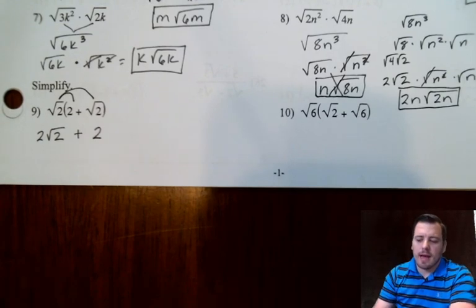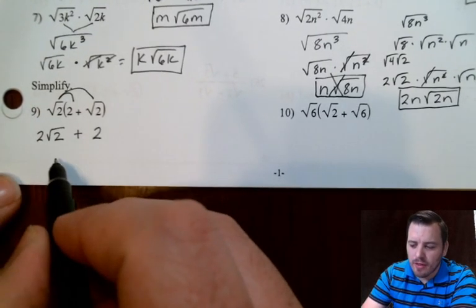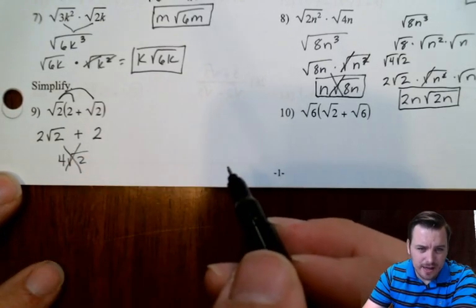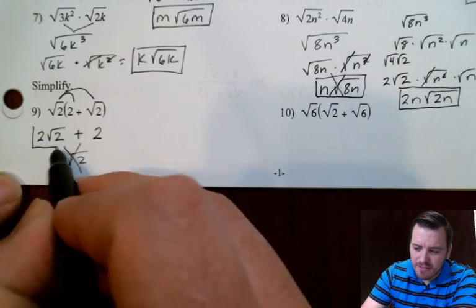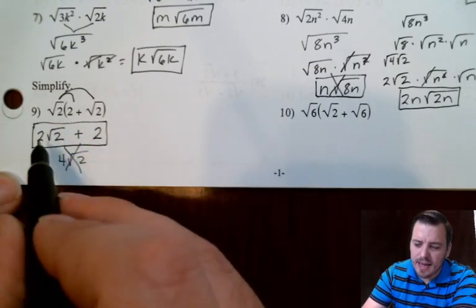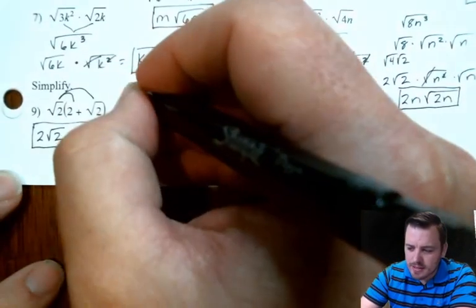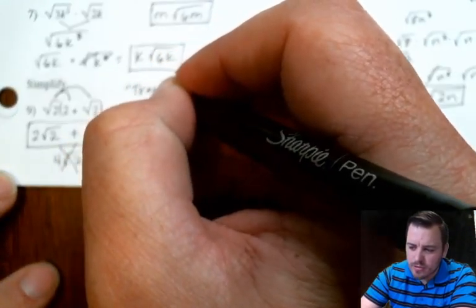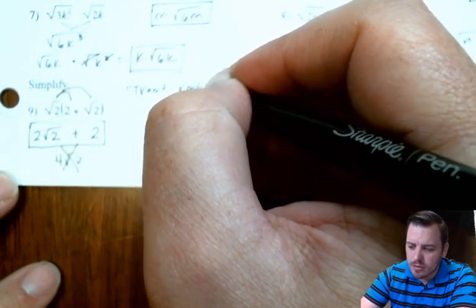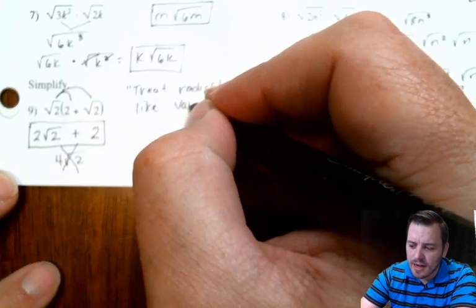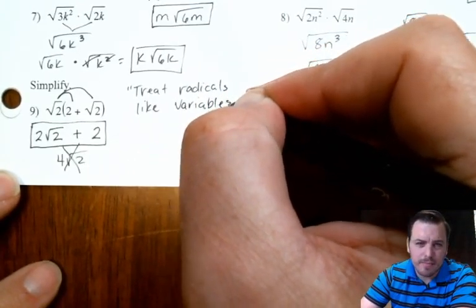Now, a lot of people will want to say this right here, oh, then that's 4 radical 2. But that is not right, guys. This right here is my final answer. You cannot add that 2 and that 2. Treat radicals, you're going to hear me say this a lot, treat radicals like variables. If they're not alike, you cannot add them.